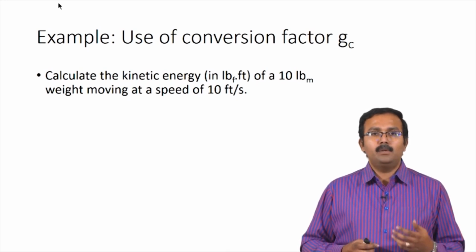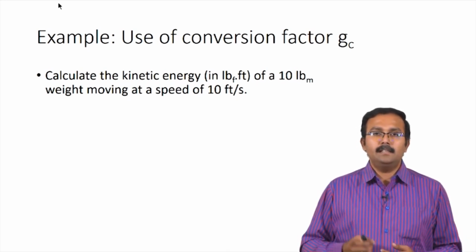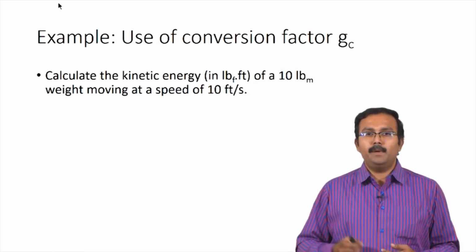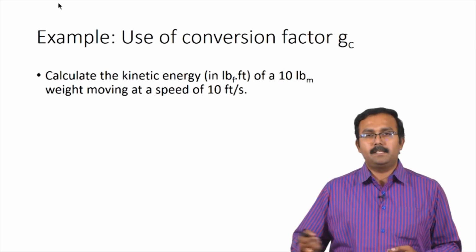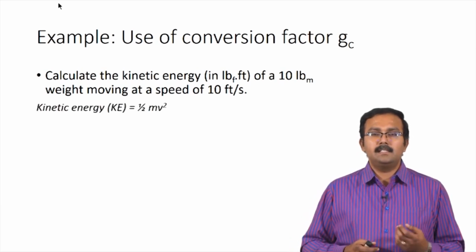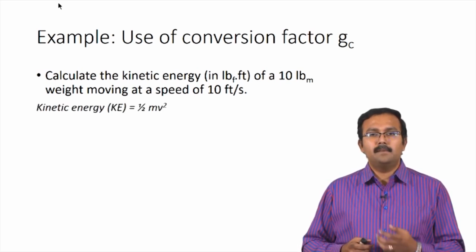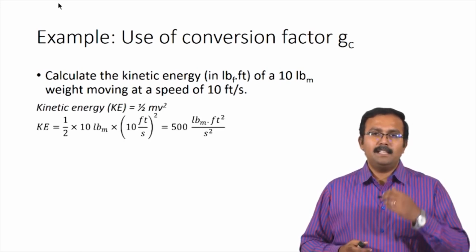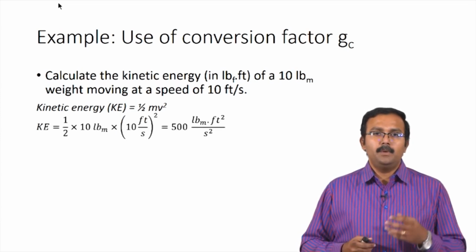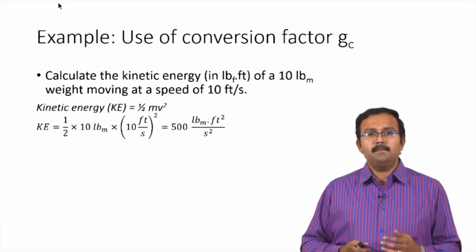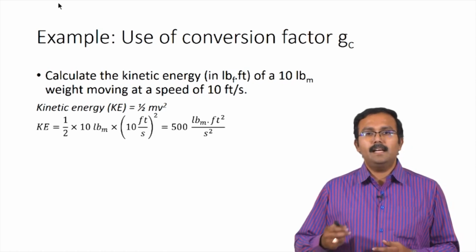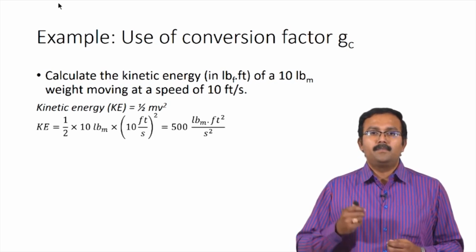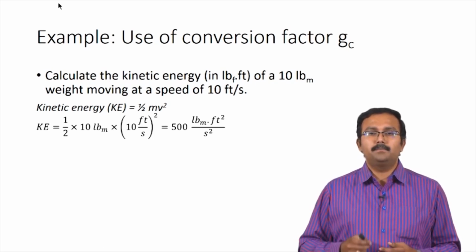The problem asks you to calculate the kinetic energy in terms of pound force times feet for a 10 pound mass moving at a speed of 10 feet per second. We all know that kinetic energy is given as 1/2 mv squared, where m is the mass and v is the velocity. Applying the given values, we directly get 1/2 times 10 pound mass times (10 feet per second) squared. This gives you a value of 500 pound mass feet squared per second squared.